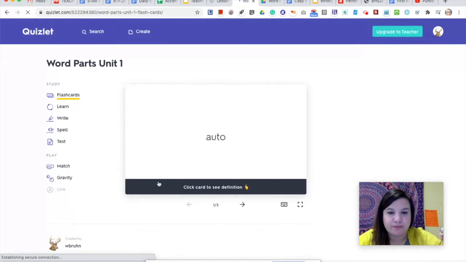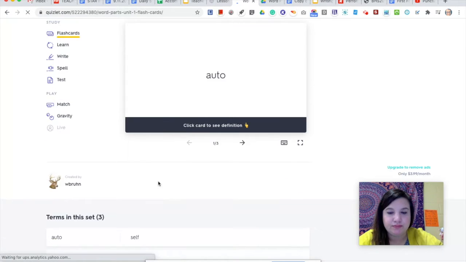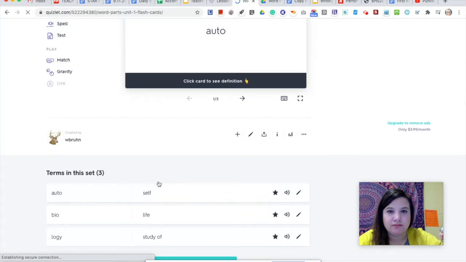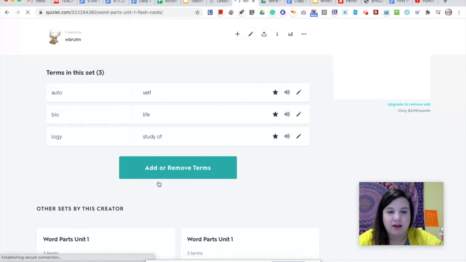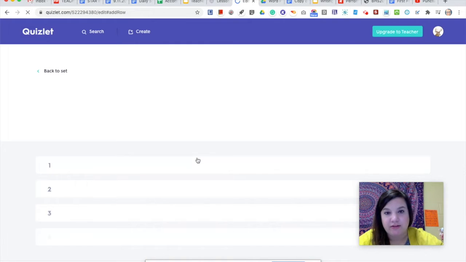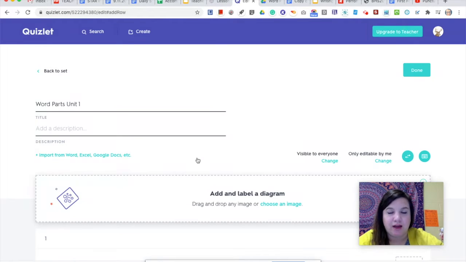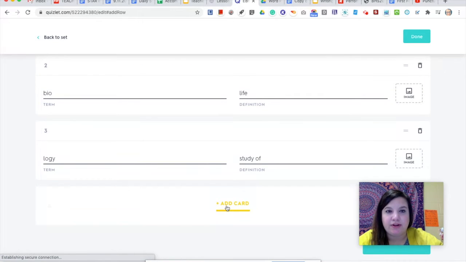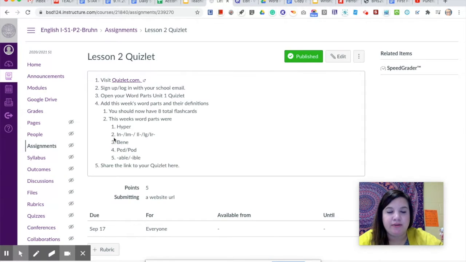So once you have it pulled up, then you're going to scroll down here to where it says add or remove terms. And you want to go ahead and add terms. And then you'll add the 5 additional word parts that we learned this week. So you just do add card, and then you'll add the words that you need to add. I have them listed here in the lesson. So it's hyper, in, im, ill, ig, and ear, bene, ped and pod, and able and ibble.